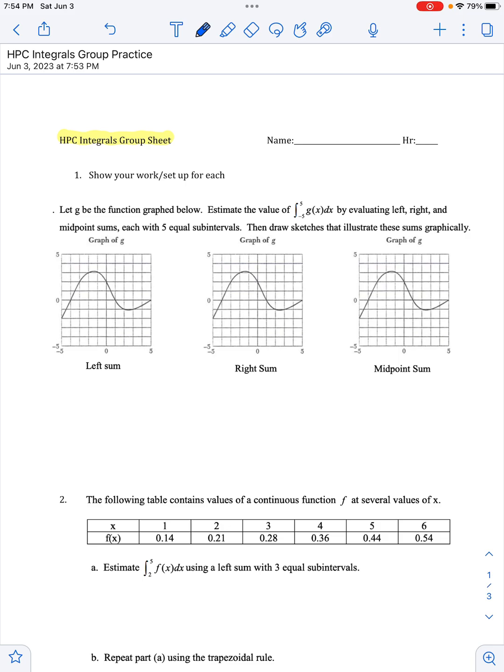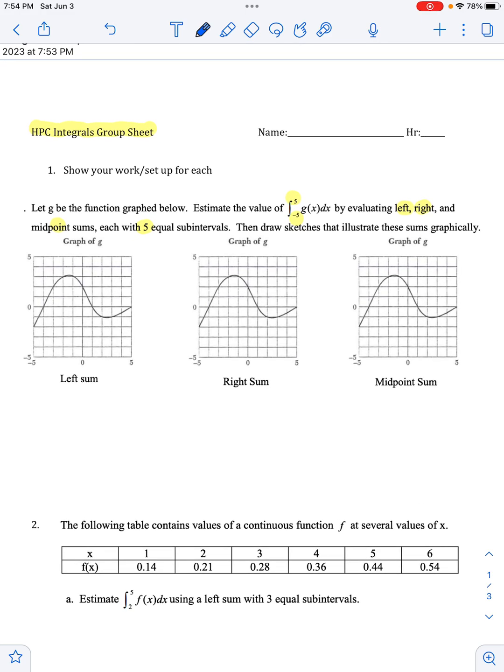Okay, so let G be the function graphed below, estimate the value, and one of the things you look for is from where to where. So from -5 to +5, doing left, right, midpoint with 5 subintervals, and then draw the sketches. Clearly you won't be drawing the sketches since it's multiple choice, but you will have to know how to do the Riemann sums.